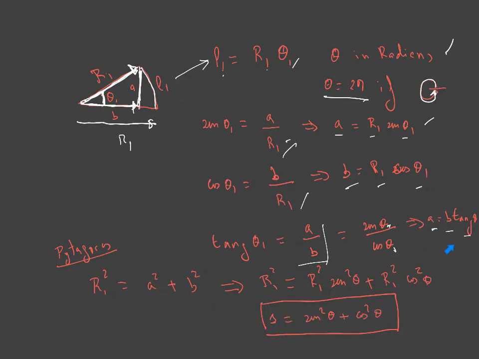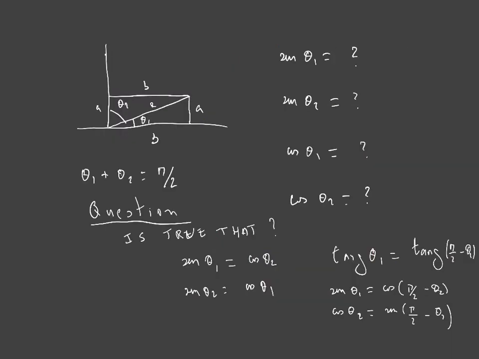So I insist, think about this equation also: A equals R1 sine of theta 1. See this equation again: B is R1 cosine of theta 1. And see this equation. And if you understand everything, you can do one problem. Okay, this is the problem that I want you to think about.